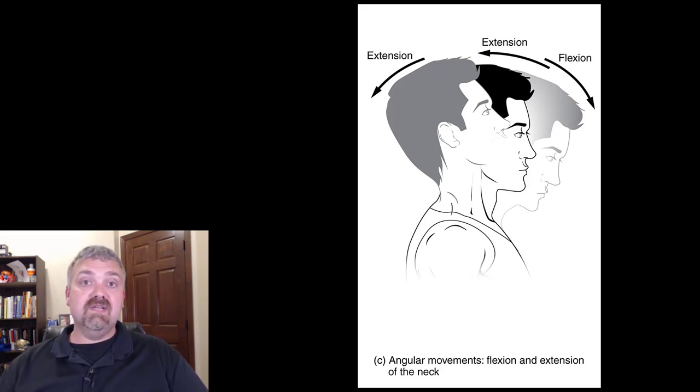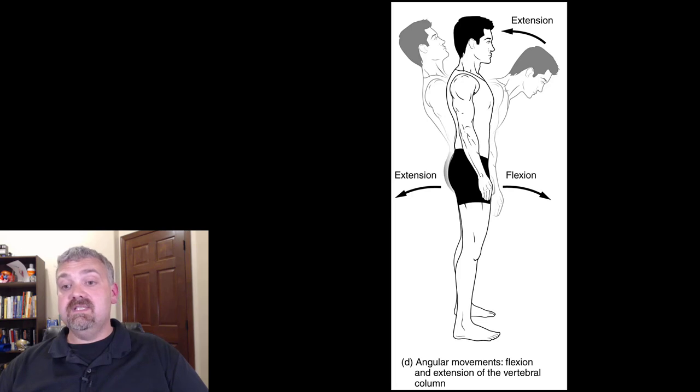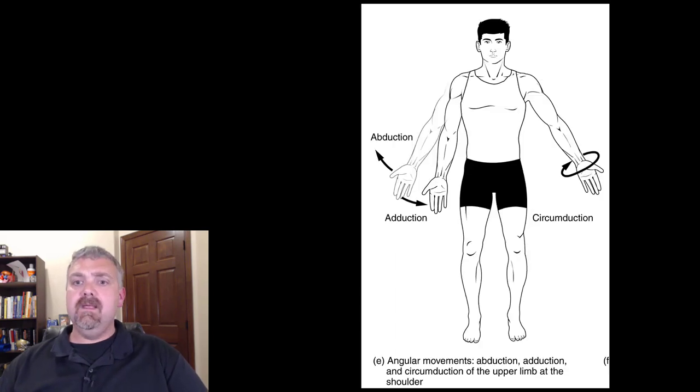So here we see flexion and extension of the cervical spine. Here we see flexion and extension of the trunk as well. So those are all examples of flexion and extension.